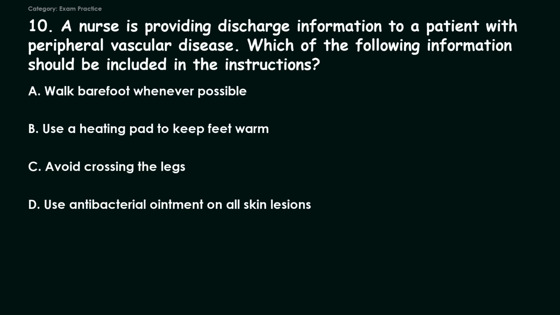Question 10. A nurse is providing discharge information to a patient with peripheral vascular disease. Which of the following information should be included in the instructions? Option A, walk barefoot whenever possible. Option B, use a heating pad to keep feet warm. Option C, avoid crossing the legs. Option D, use antibacterial ointment on all skin lesions.